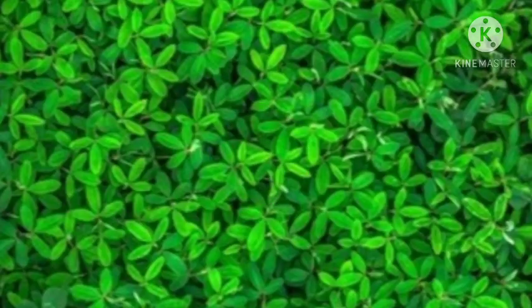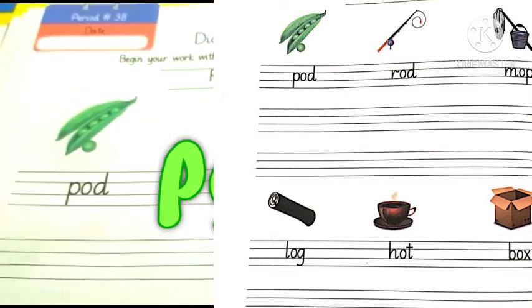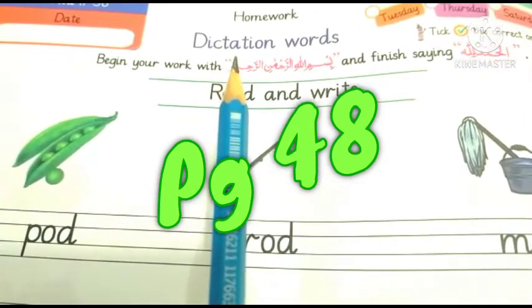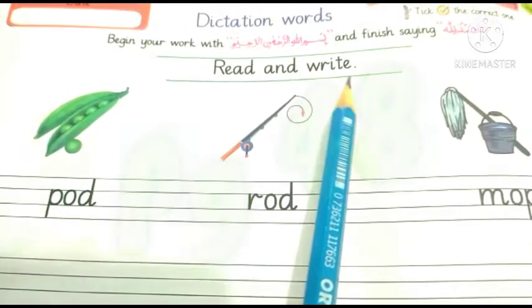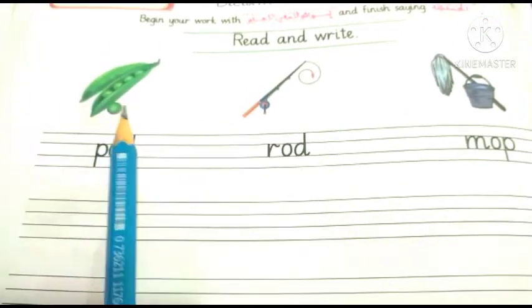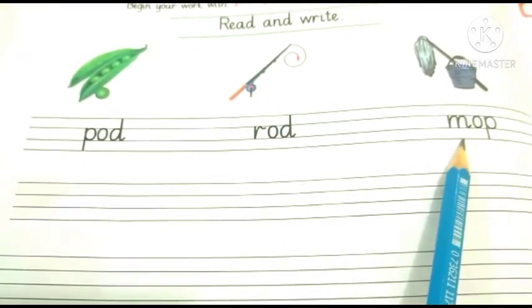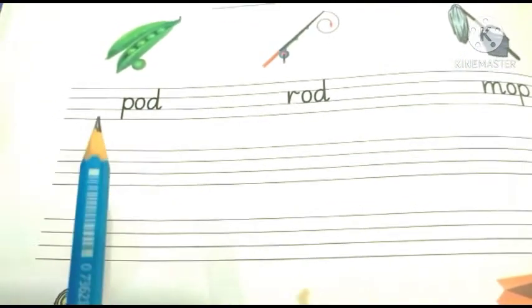Now we will do dictation words. We are going to do practice of dictation words on page number 48. Open your page number 48. Read and write. Look at the first picture. What is it? It's a pod. P-O-D, pod. Next picture is of a rod. R-O-D, rod. Next is of mop.